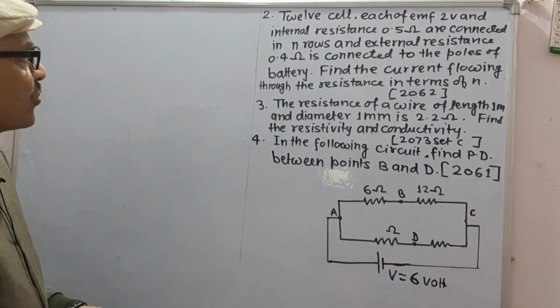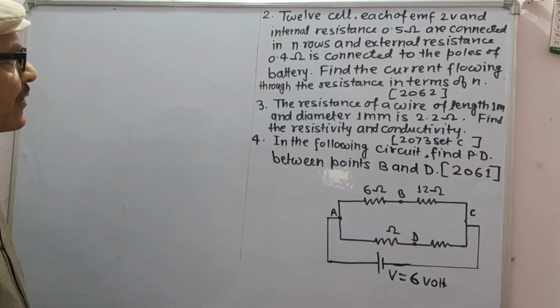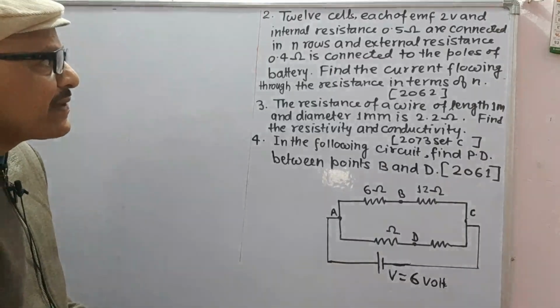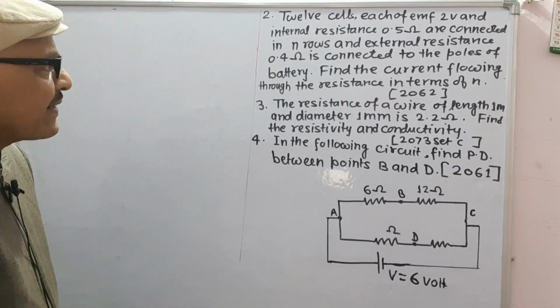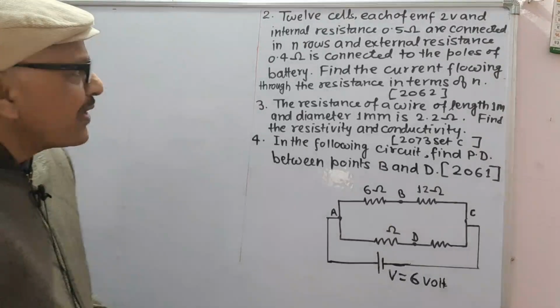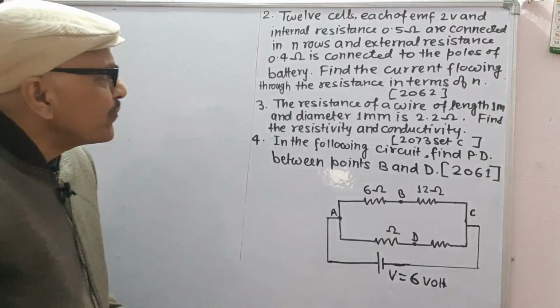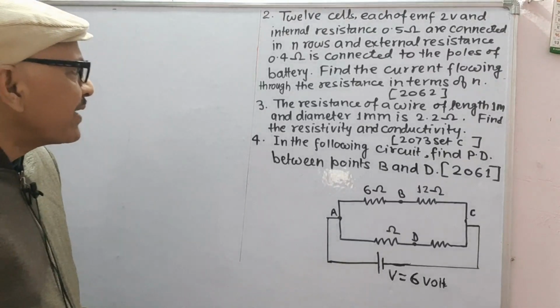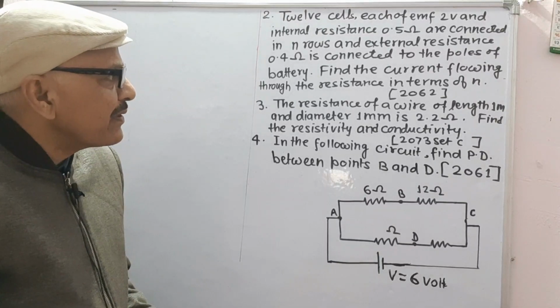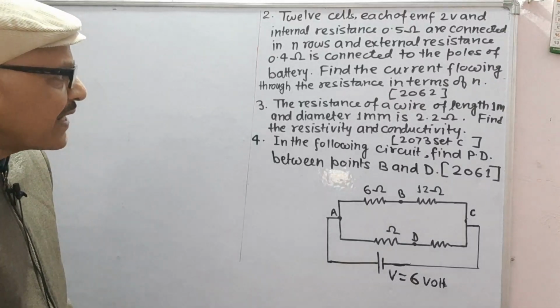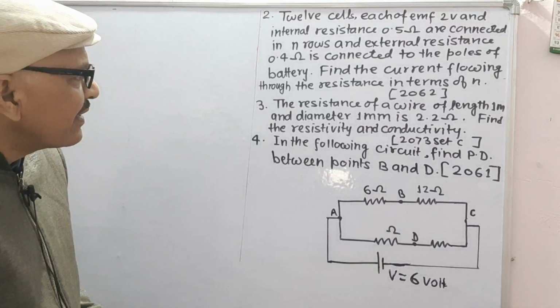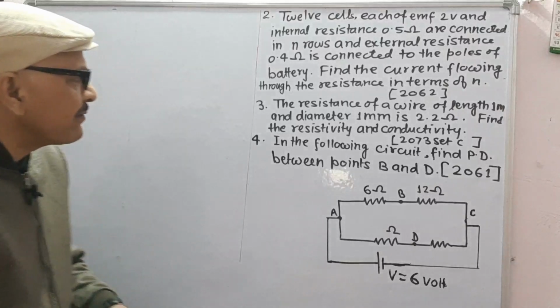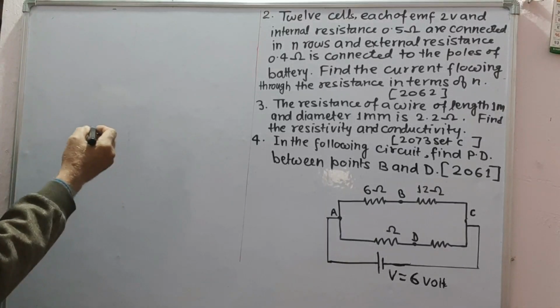Next, question number 2. The question is: 12 cells each of EMF 2 volt and internal resistance 0.5 ohm are connected in N rows and external resistance 0.4 ohm is connected to the poles of the battery. Find the current flowing through the resistance in terms of N. Now, solution to question 2.